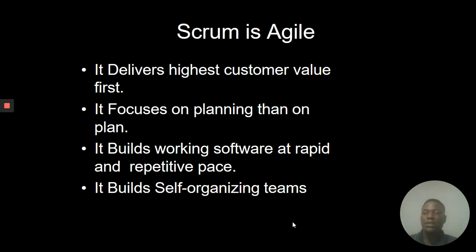So basically, Scrum is agile. It delivers highest customer value first. It focuses on planning rather than on plan. It builds working software at a rapid and repetitive pace. It builds self-organizing teams. These are some of the core features of Scrum, which are also the core features of Agile. So customer value first is one of the core concepts of Agile, which is why software is developed in an iterative process, where customer feedback is being taken and used to further modify the software and make it better.